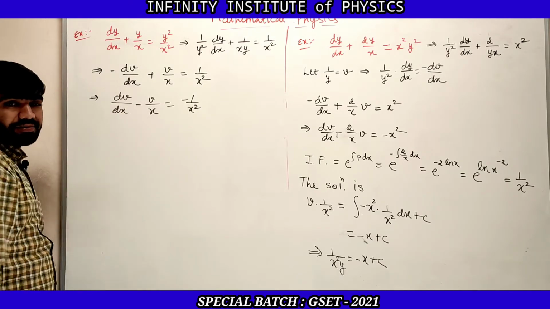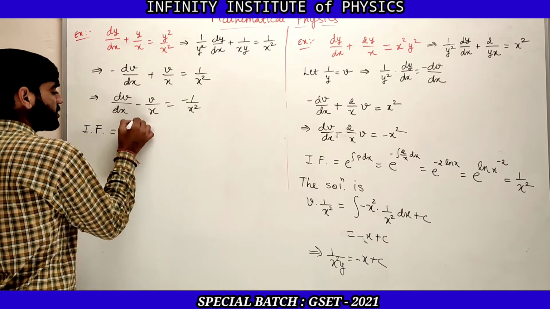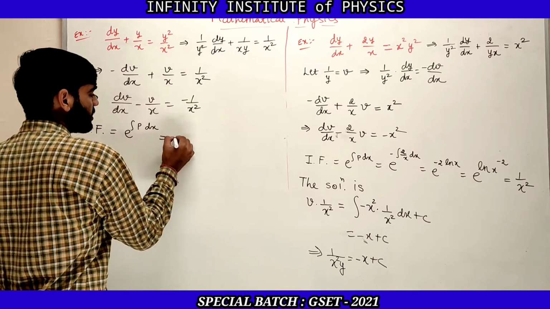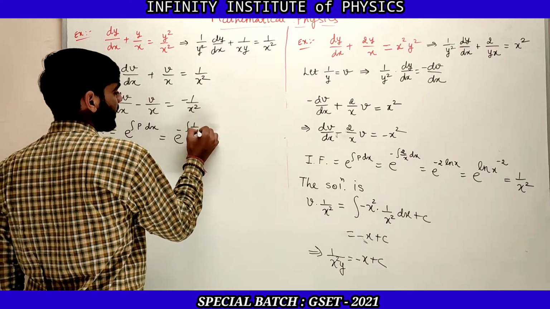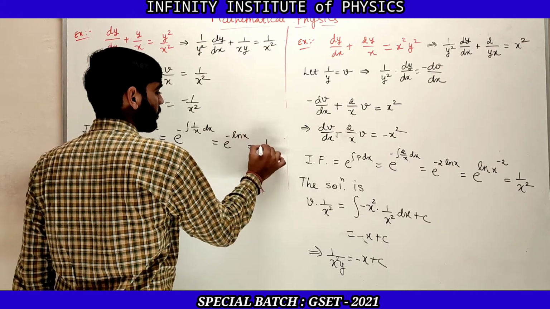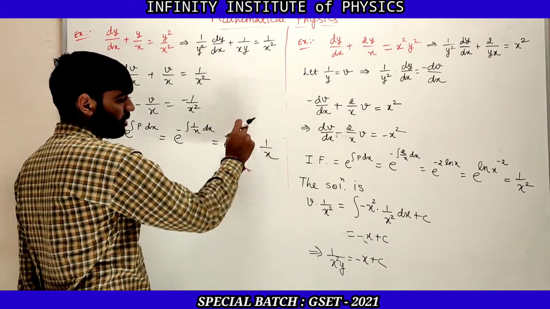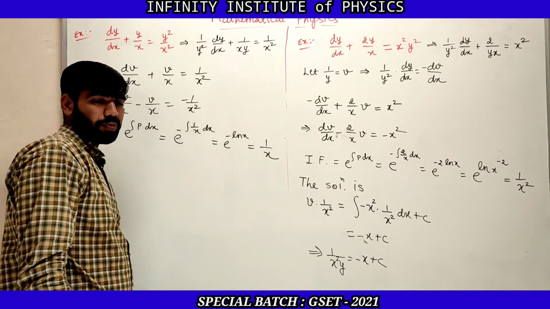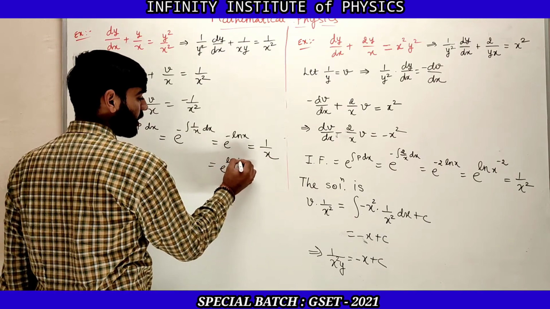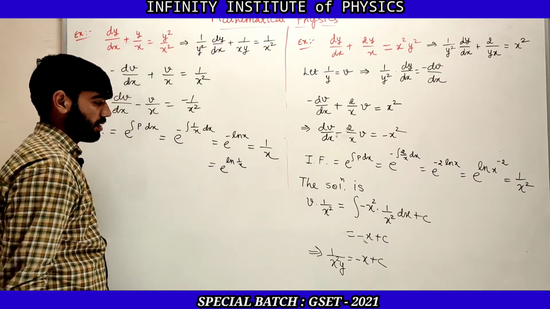So this is linear in v. Let us find out the integrating factor. So the integrating factor is e raised to integration p dx. p is minus 1 by x, so it is e raised to minus integration 1 by x dx, and that is e raised to minus ln x. Because minus comes to that power, it is ln x raised to minus 1, x raised to minus 1, that is 1 upon x, so it is e raised to ln of 1 upon x, but e raised to ln of 1 upon x is only 1 upon x.